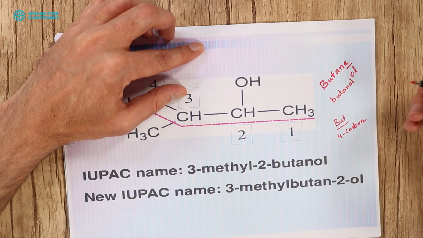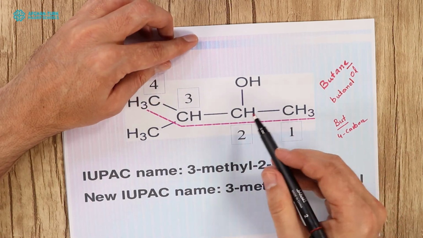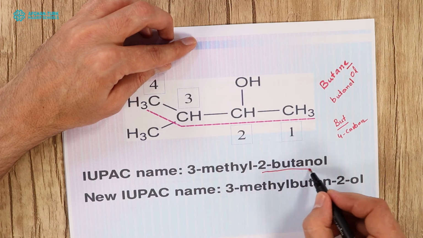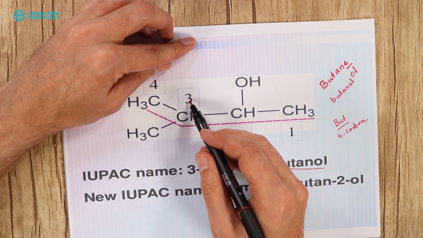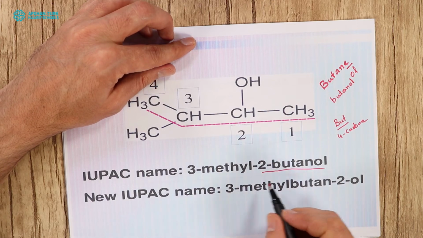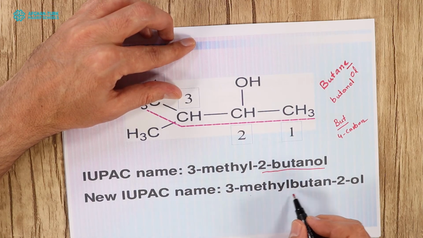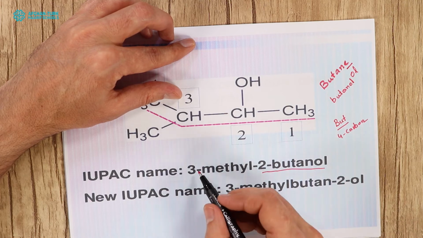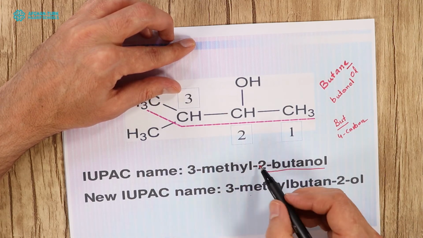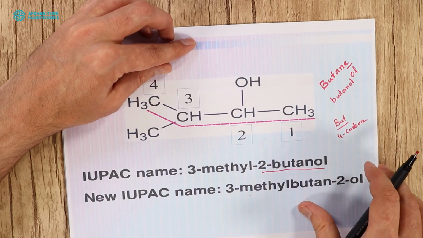E will be replaced by OL. So you can call it 2-butanol, but you have on the third carbon a methyl group, so you will call it 3-methyl-2-butanol. You can also call it 3-methylbutan-2-ol, but these are their IUPAC names. 3-methyl-2-butanol will be their name.